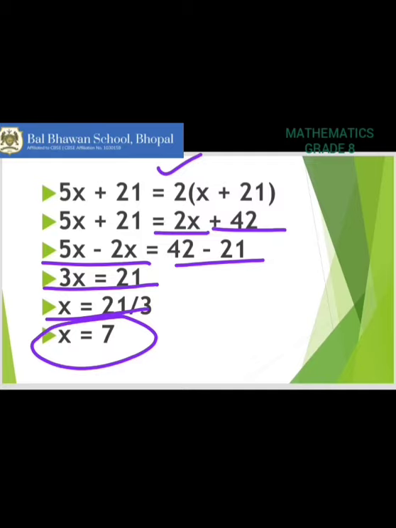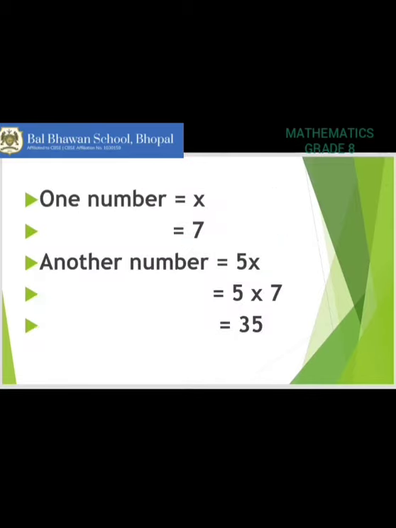Now students, this is the value of x, and the first number we assumed was x only. So the first number is going to be 7. Now let's calculate the second number. Since the first number is x, the value of x is 7. We have got it. Now the other number we assumed was 5x. Now I have substituted the value of x and I have got 35 as the other number. So that's how we have got both the numbers, students.